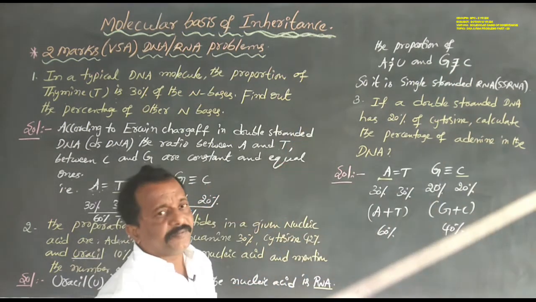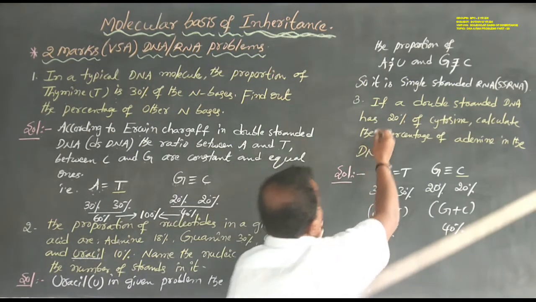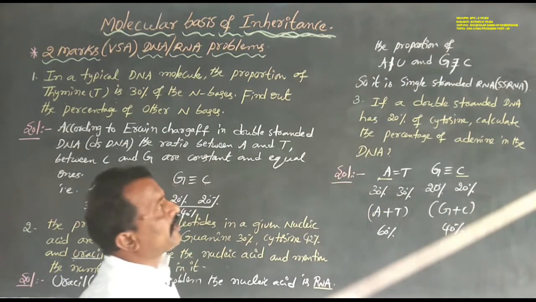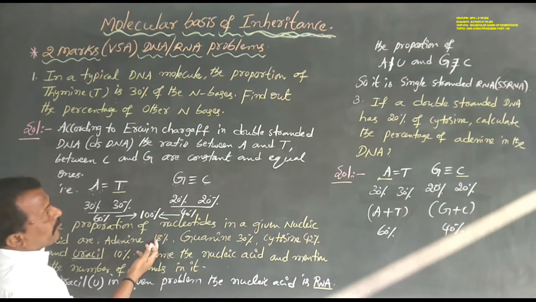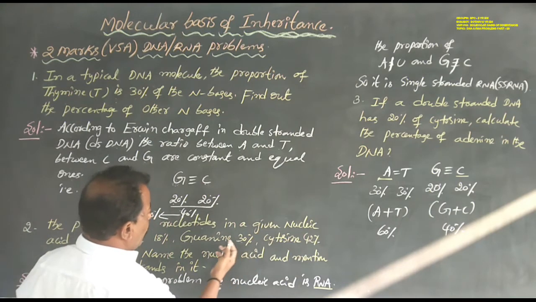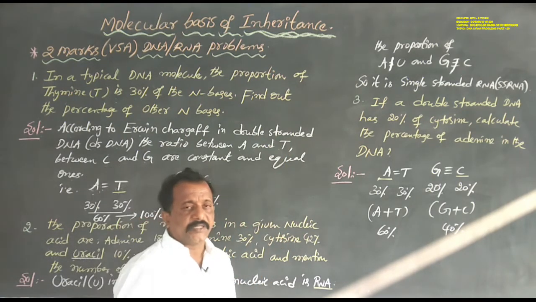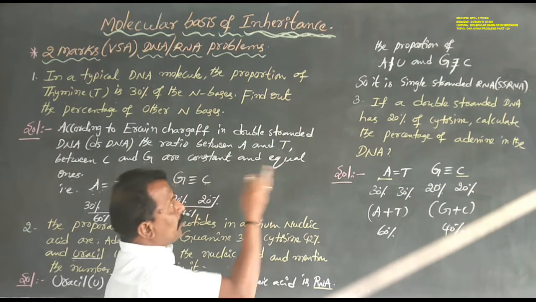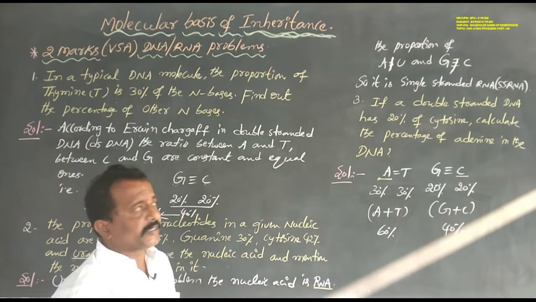The proportion of adenine does not equal uracil, and guanine does not equal cytosine. Why? Because adenine is 18%, uracil 10%, guanine 30% and cytosine 42%. So it totals 100%, but not a similar ratio, not 40%, not 60%.